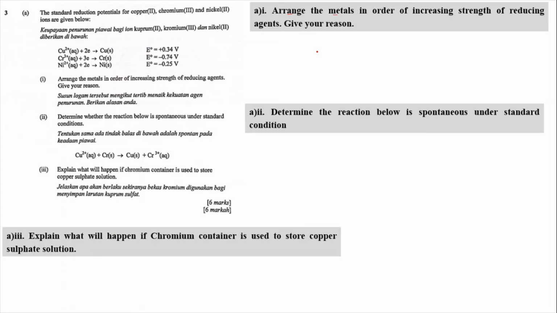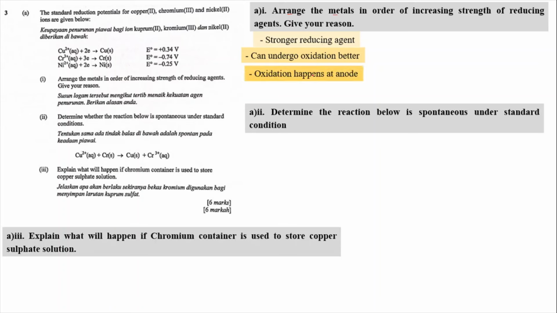Okay, so the stronger the reducing agent means that it will undergo oxidation better. Oxidation happens at the anode, and for the reaction to happen at the anode, the E0 cell is going to be more negative. By understanding this idea, we can now arrange the metals according to their E0 value. Out of these three, the more negative one is the chromium solid. So the chromium, number 1.